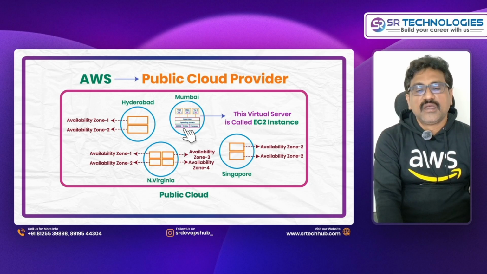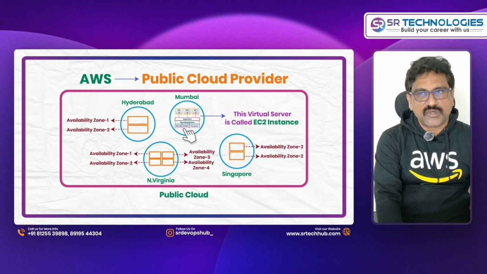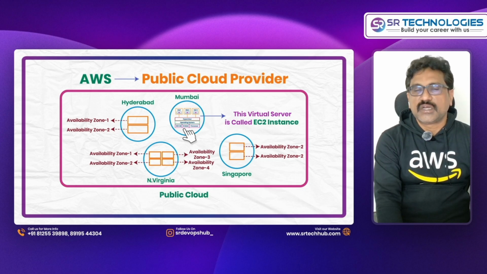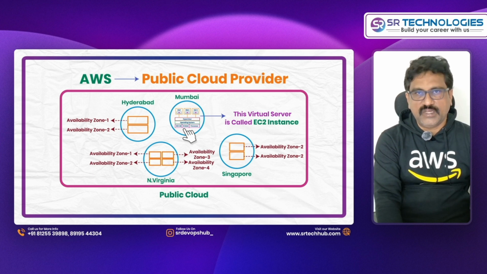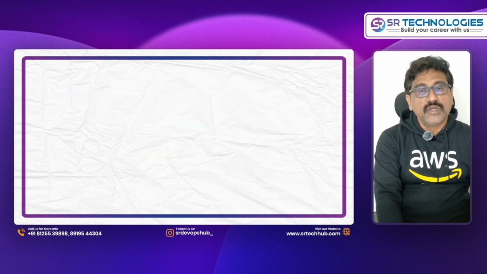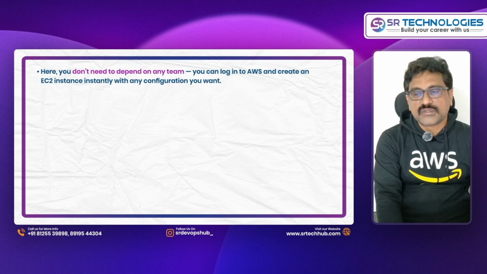Guys, in your private cloud, that means in your data center, if you need any virtual servers, multiple virtual servers or a single virtual server, you have to raise a request with your manager. If you give a proper justification, your manager will approve, then that request will go to your cloud team. Then the cloud team will create the virtual server for you, and they will assign the IP addresses to you. Fine. But here, you need not depend on any other teams.